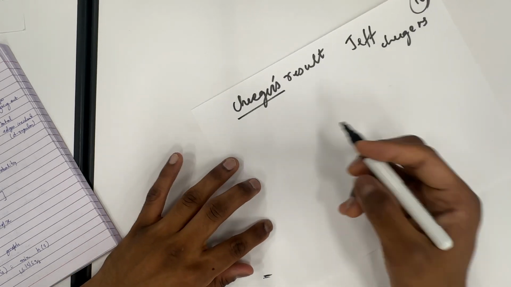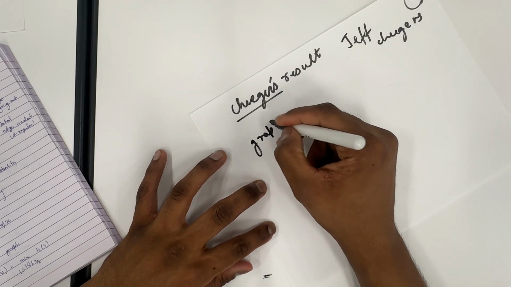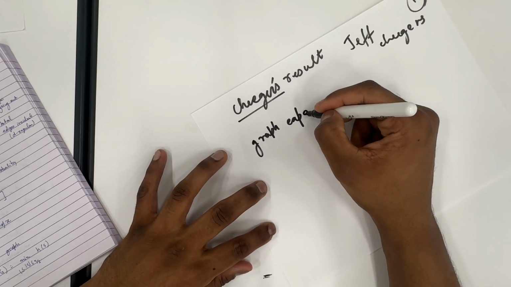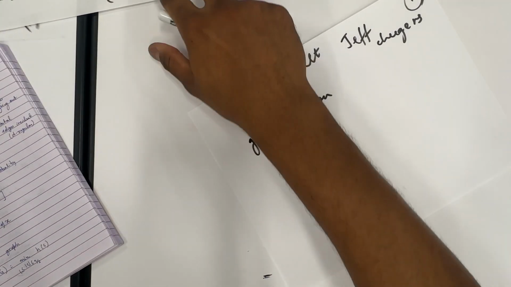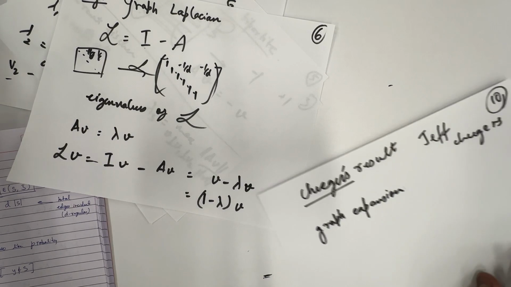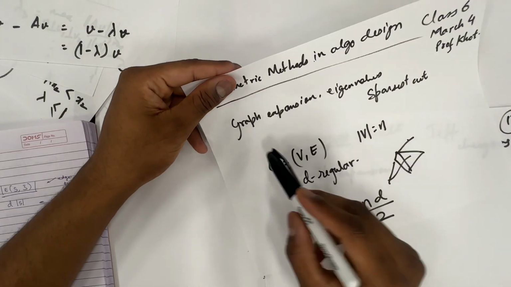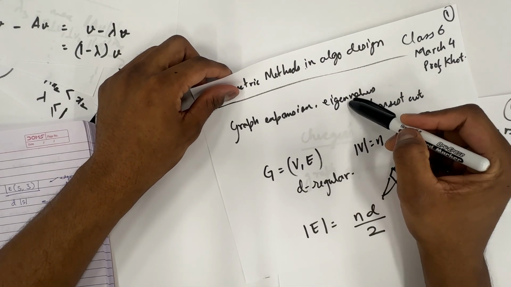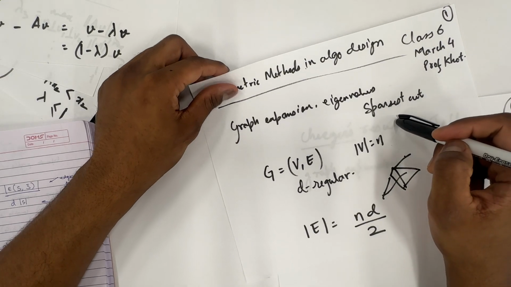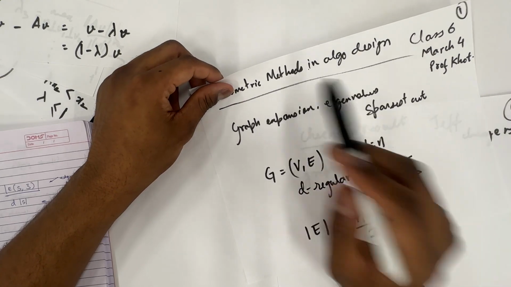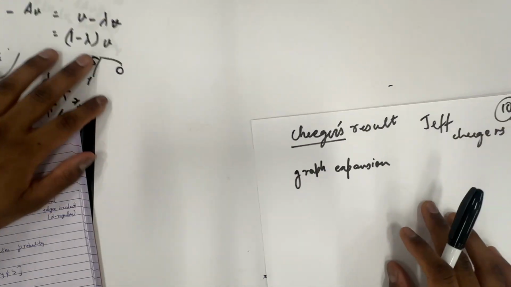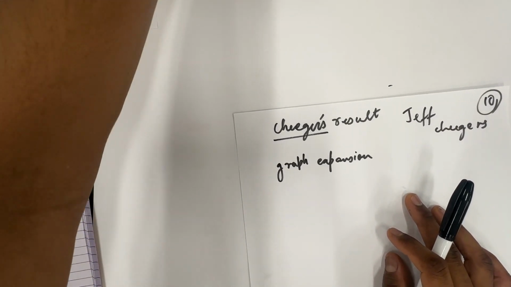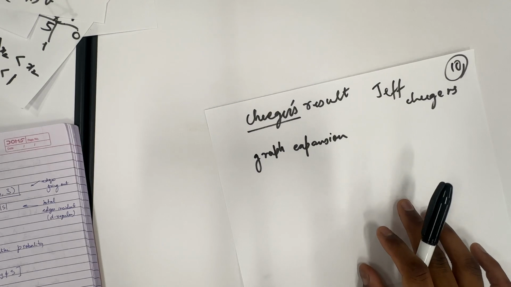So let's look at what graph expansion is. I think I wrote that on my slide number 1. Look at the number of slides that I have culminated here because of my sloppy handwriting. Graph expansion. We did eigenvalues. Sparse cut we have to see. Graph expansion. That's what we are looking at now. Right? 6, 8, 9, and this is number 10.